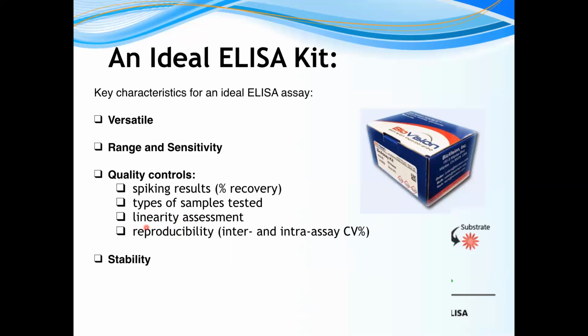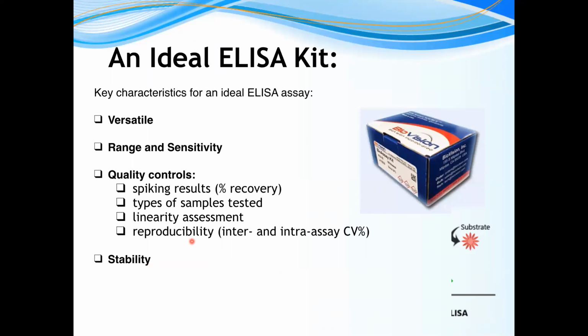So these are the four parameters that need to be ensured by the supplier before purchasing the ELISA kit. And the last is the stability. It is very important that the ELISA kit should have a longer stability. Any kit that is less stable, which has stability less than 6 months, is not an optimal ELISA kit to use.